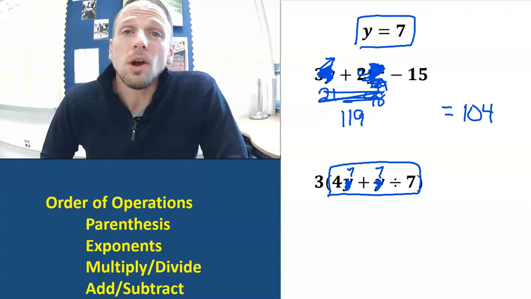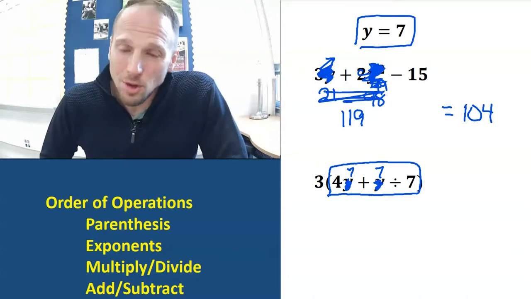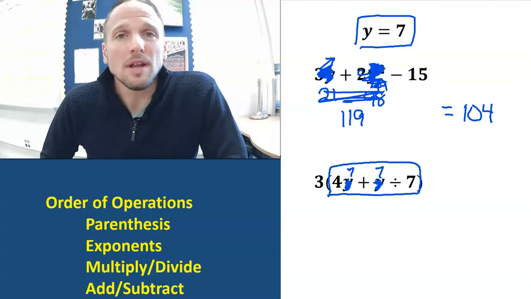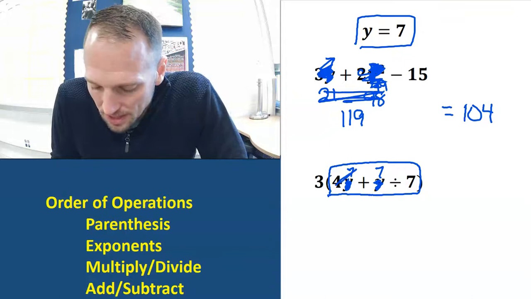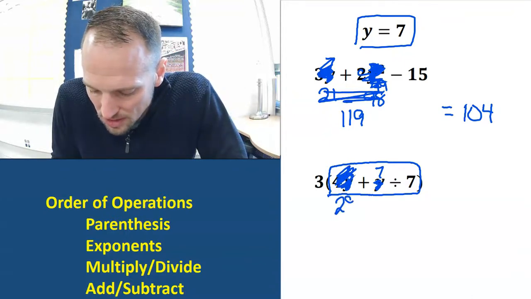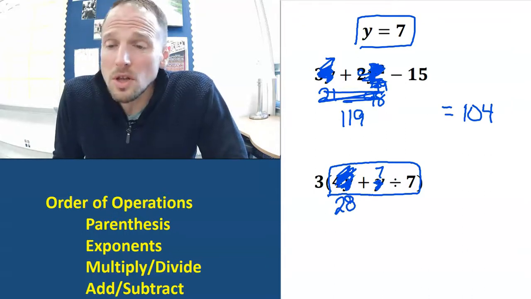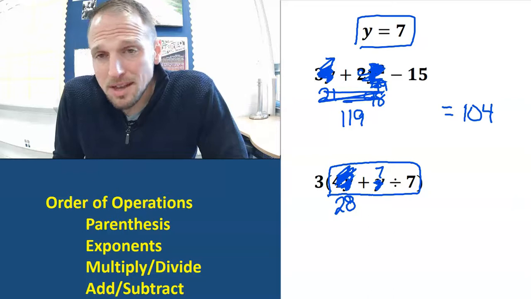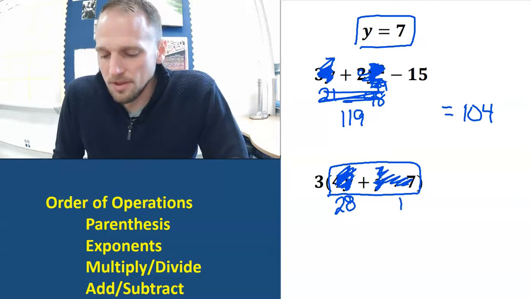Nope. Are there any exponents? No, there's not. I'm sorry, there's no exponents here. Is there any multiply, divide? Yes, there is. So left to right. 4 times 7, that's our first one. That's going to be 28. And then work across. 7 divided by 7, because we're still on the multiply, divide. 7 divided by 7 is 1.